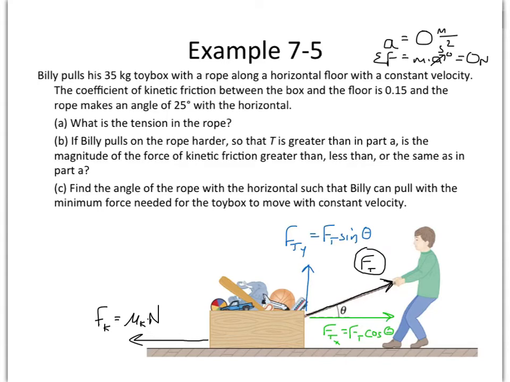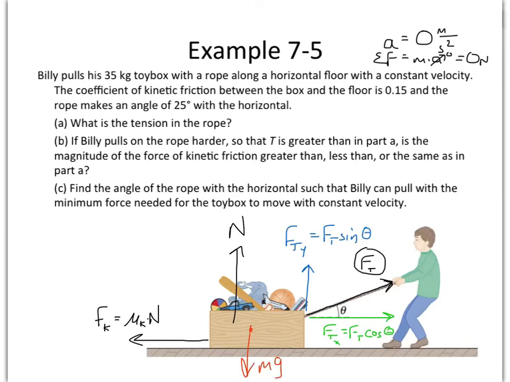So let's look at that now. We do have a normal force right here. There is going to be some sort of vertical normal force between the floor and the box, because somebody's got to support the box. And why does the box need to be supported at all? Because the box has weight.